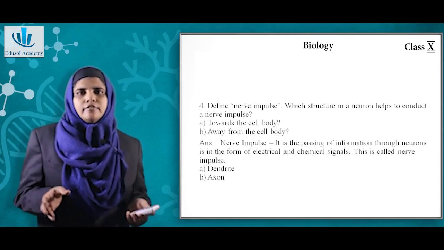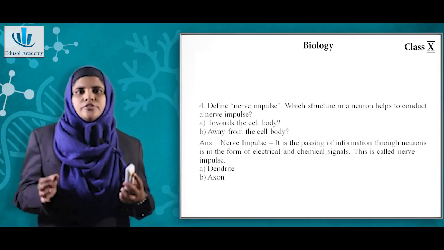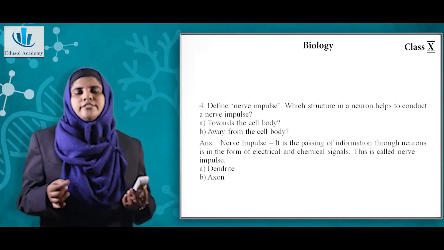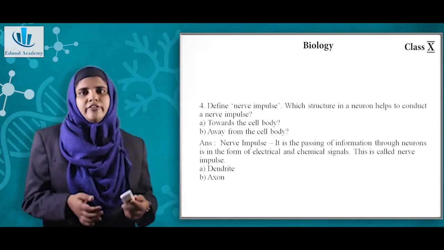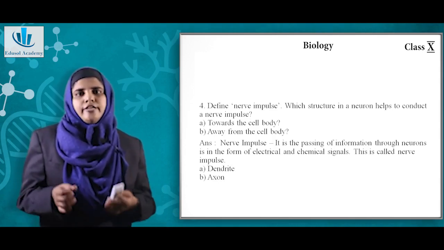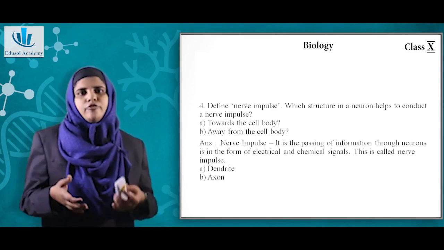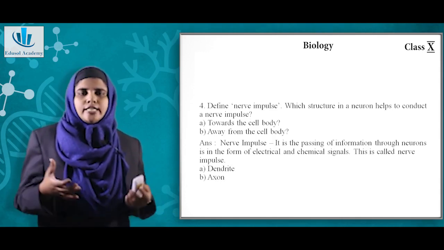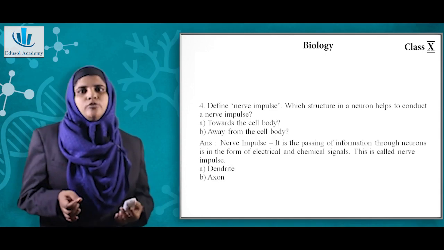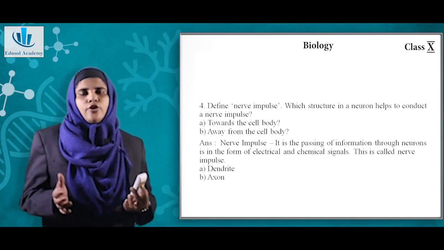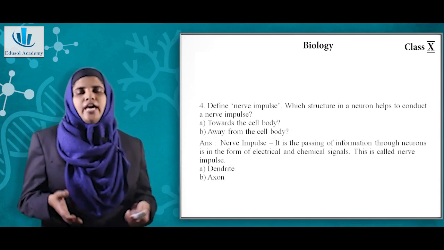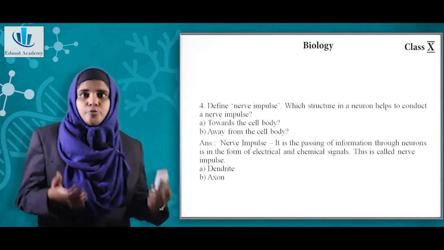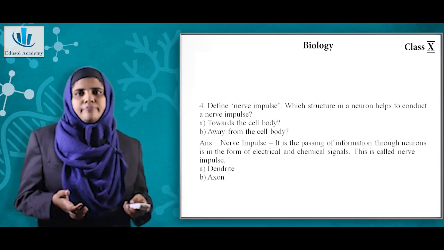Now, define a nerve impulse. Which structure in a neuron helps to conduct the nerve impulse towards the cell body and then away from the cell body? A nerve impulse is the passing of information through neurons in the form of electrical and chemical signals. The axons carry the impulses away from the cell body and the dendrites carry the impulses towards the cell body.